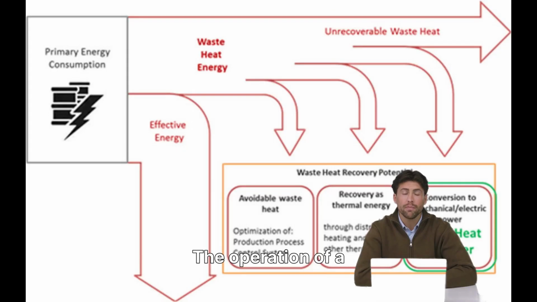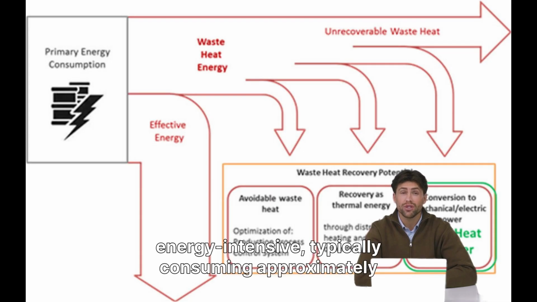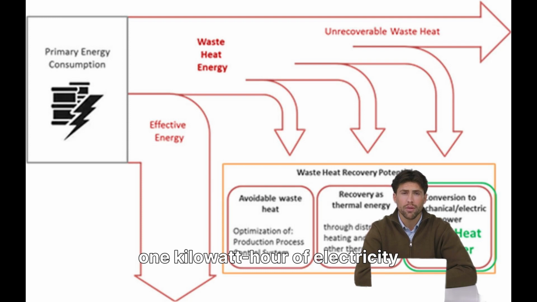The operation of a merchant oxygen plant is energy-intensive, typically consuming approximately 1 kilowatt-hour of electricity per cubic meter of oxygen produced. However, the plant incorporates advanced energy recovery systems, primarily through the use of turbines, which help to recapture and reuse energy, thereby improving overall efficiency and reducing operational costs.